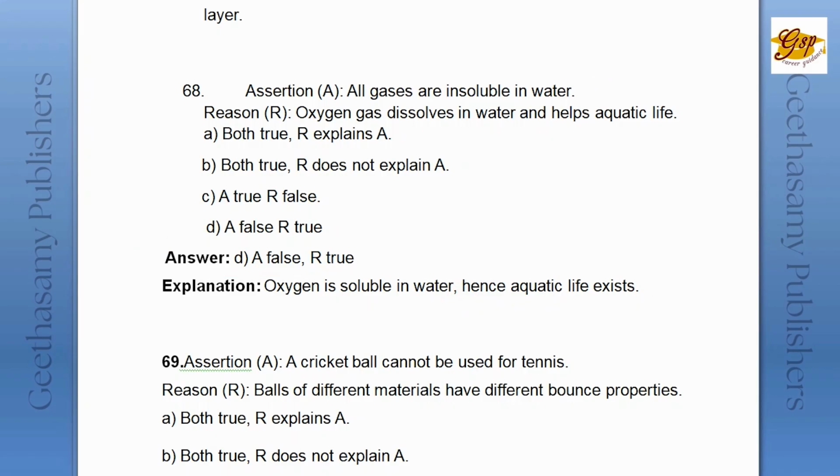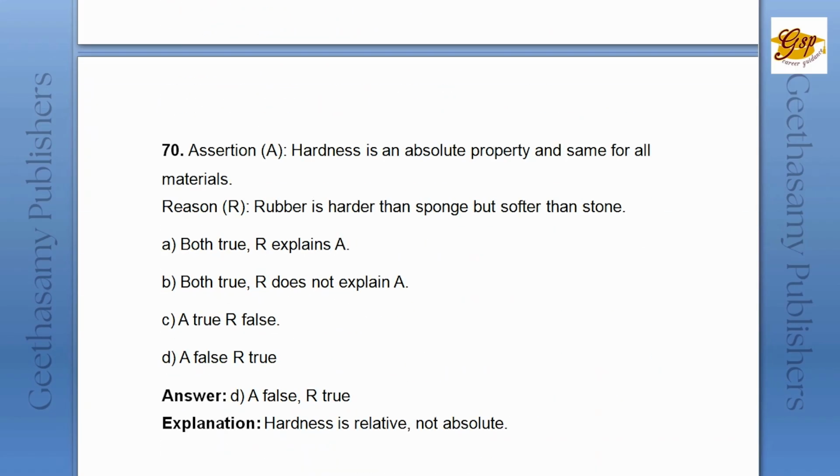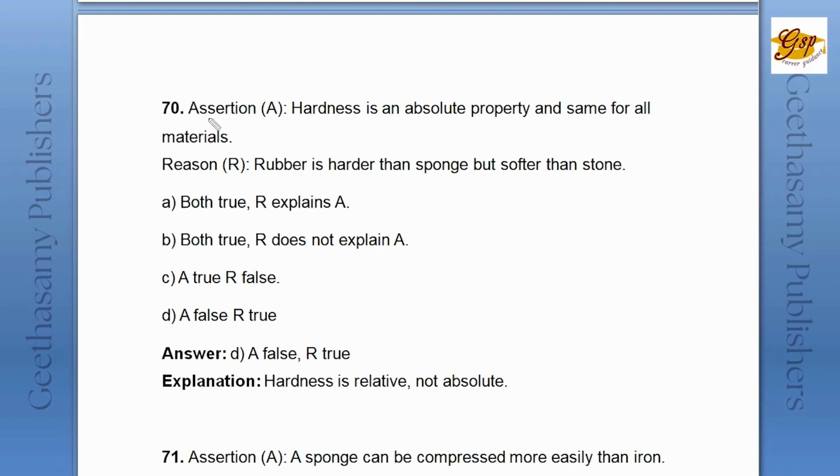Fine. 69th question. Assertion: A cricket ball cannot be used for tennis. Reason: Balls of different materials have different bounce properties. Both are true and R explains A; both are true and R does not explain A; A is true, R is false; A is false, R is true. The correct answer is A: both A and R are true and R explains A. Material affects bounce. The tennis ball needs lighter rubber balls. Right? Fine.